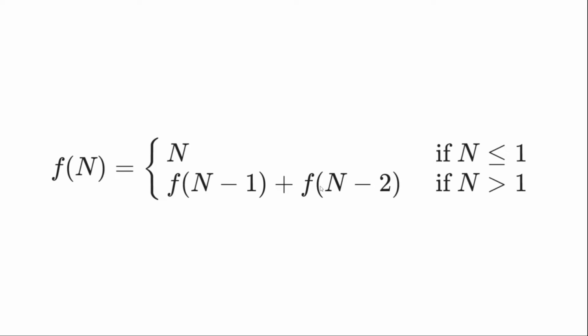Now there are a few things to note. We know that the 0th number is 0, and we say that the first number is 1. So our base case here, if n is less than or equal to 1, is n, because if n is 1, it'll be 1, and if n is 0, it'll be 0.